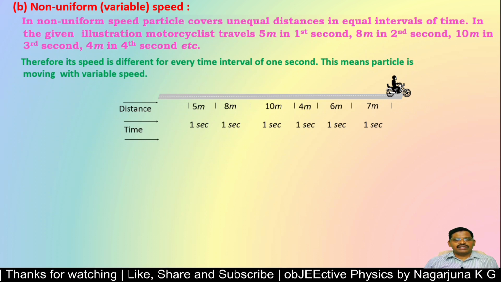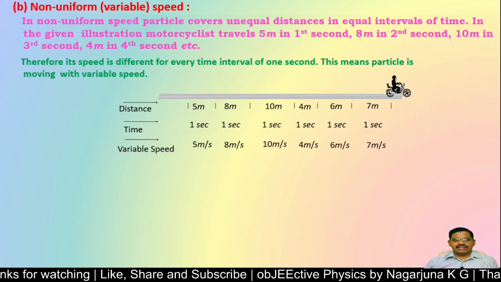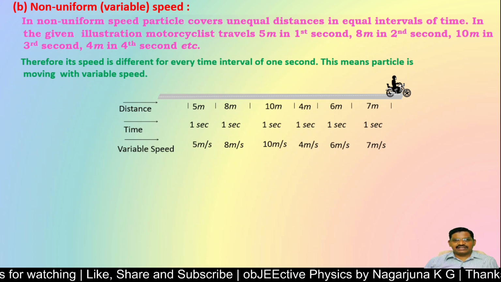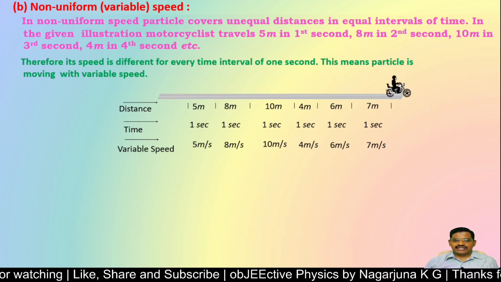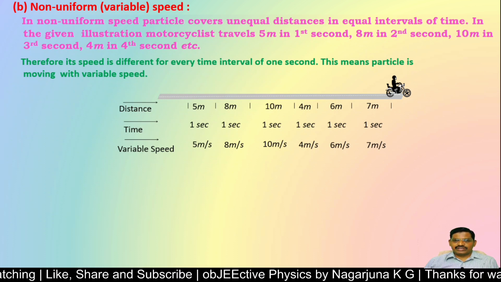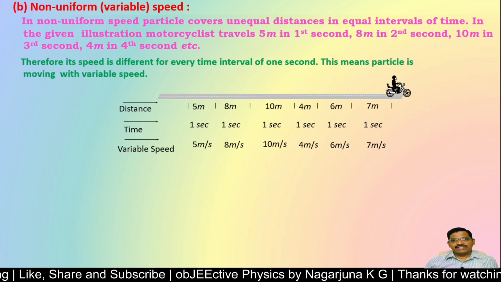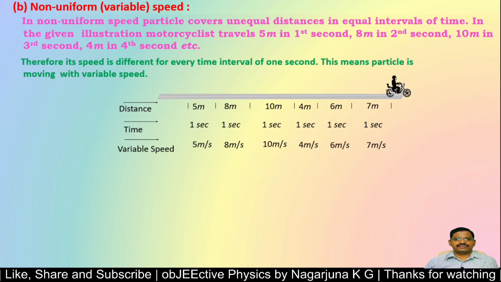So the speed of the motorcyclist is variable: in the first second 5 meters per second, in the second second 8 meters per second, in the third second 10 meters per second, in the fourth second 4 meters per second, in the fifth second 6 meters per second, and in the sixth second 7 meters per second.